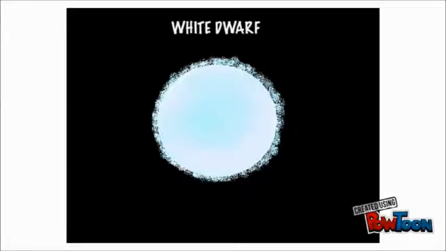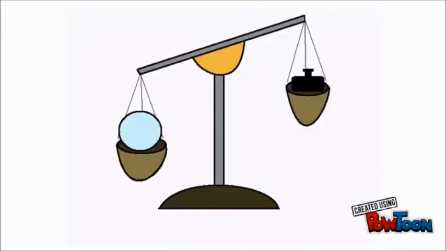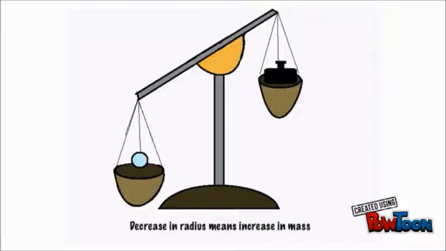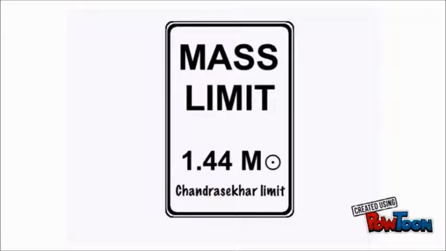White dwarfs have a peculiar property. The greater the mass is, the smaller they are. However, there is a mass limit of 1.44 solar masses for white dwarfs, known as the Chandrasekhar limit. Above this limit, there would be no balance between the electron degeneracy pressure and gravity.